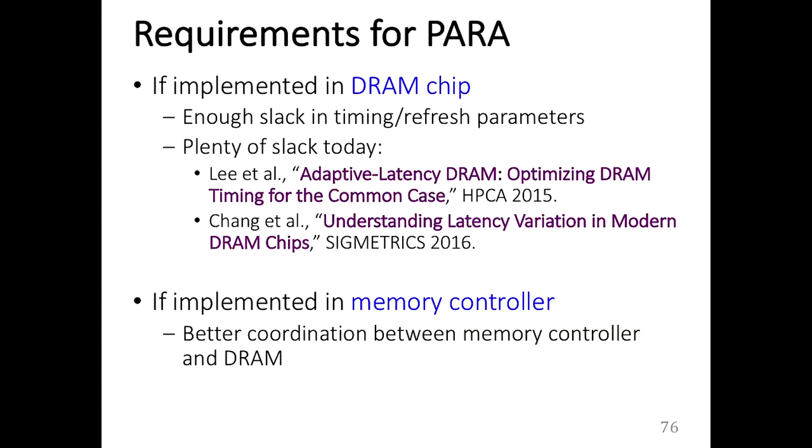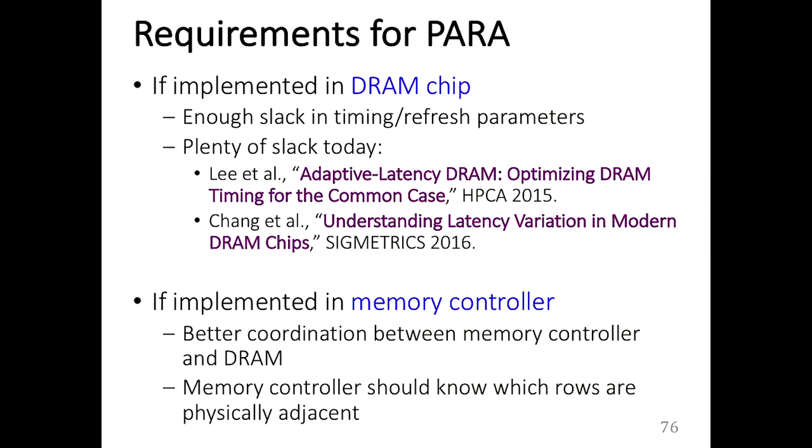So you need to give that information. The memory controller should know how the addresses are mapped to different rows in DRAM, right? That's what you need to know to figure out what to refresh. And if you know that, then this is possible. OK, any questions? I've gone into some depth over here, so hopefully I don't lose many people. But if you read the paper, a lot of this will become much, much more clear.